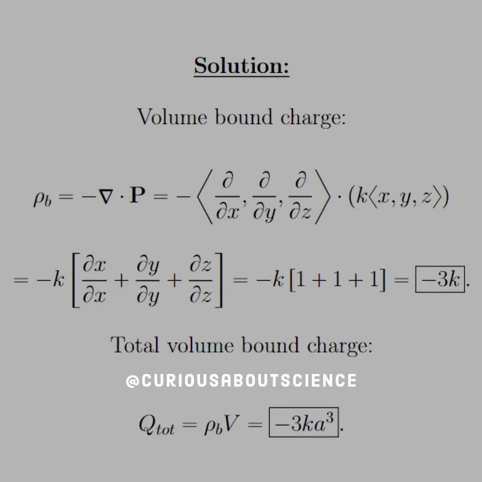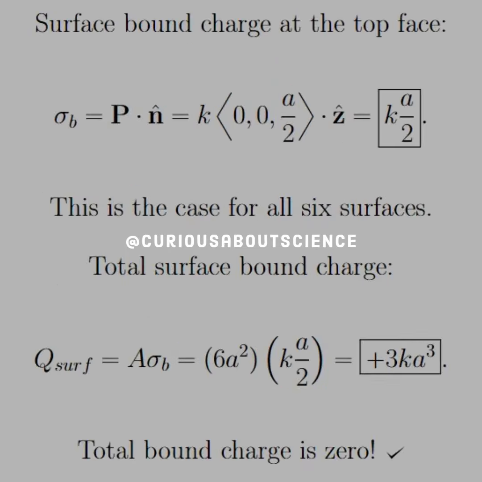Pretty simple. So then the total bound charge is Q total is equal to rho, the density, times the volume, which is just equal to A cubed since we're a cube. And then we see that our final answer is negative 3K A cubed. Pretty simple. Now for the surface bound charge, we have to take into account which surface we're talking about.